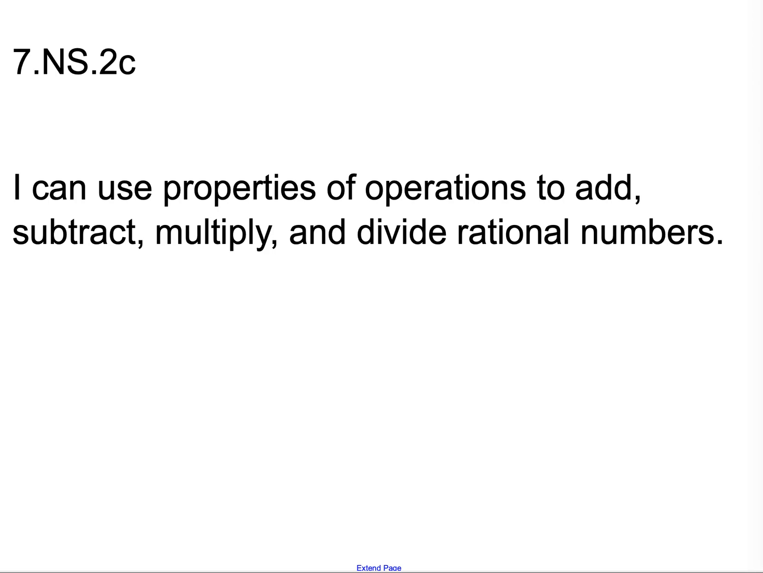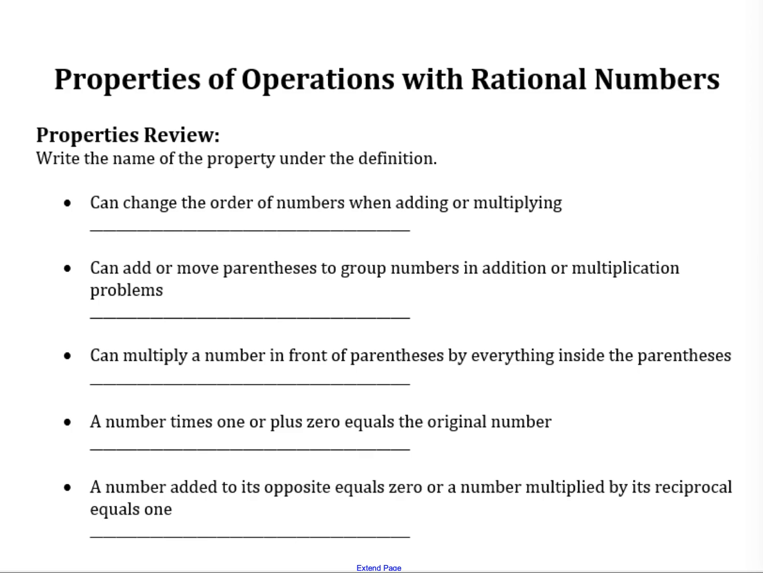Today we are looking at properties of operations problems with rational numbers. In our I can statement, I can use properties of operations to add, subtract, multiply, and divide rational numbers. So, properties of operation with rational numbers. We talked about these properties at the end of chapter 1, but just as a review of some of them.